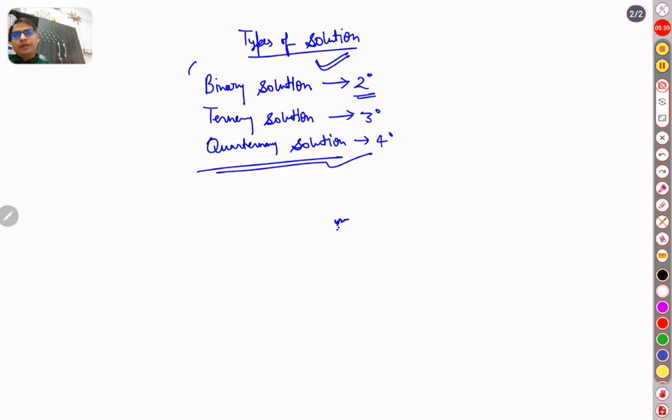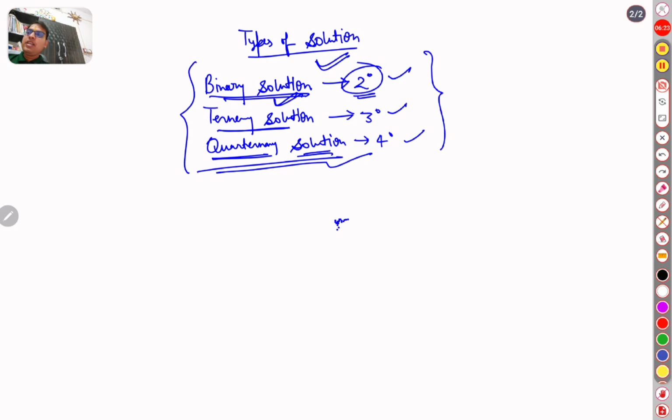So on the basis of the number of components, if two components are there, that is called binary solution. If three components are there, we can say ternary solution. If four components are there, that is called quaternary solution. Second degree, third degree and fourth degree solution. Especially we will talk about second degree solution in this chapter.